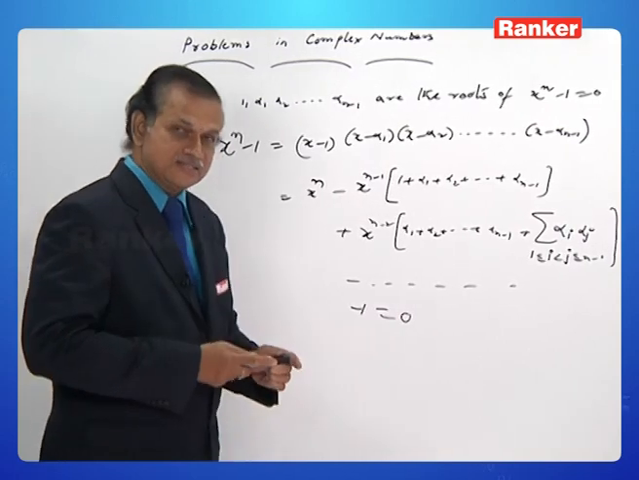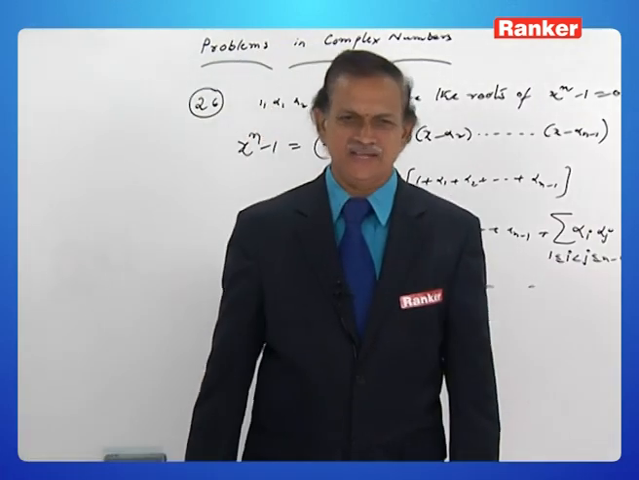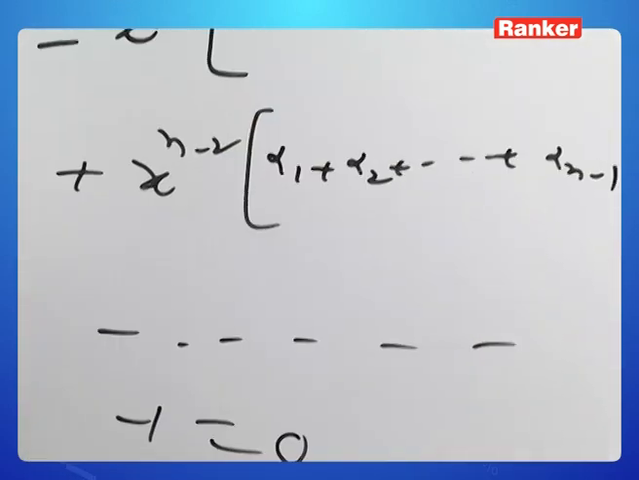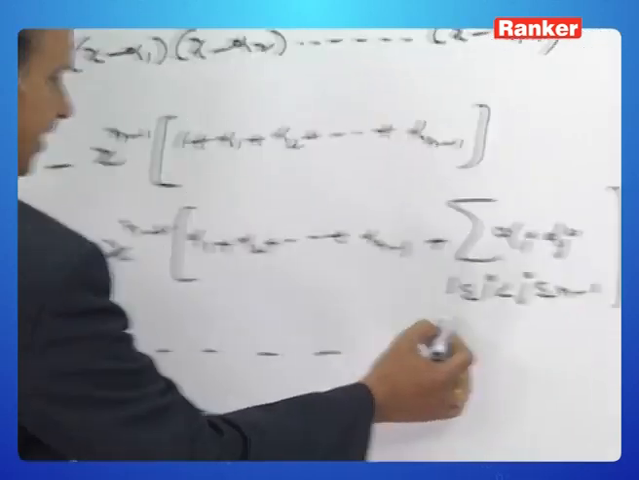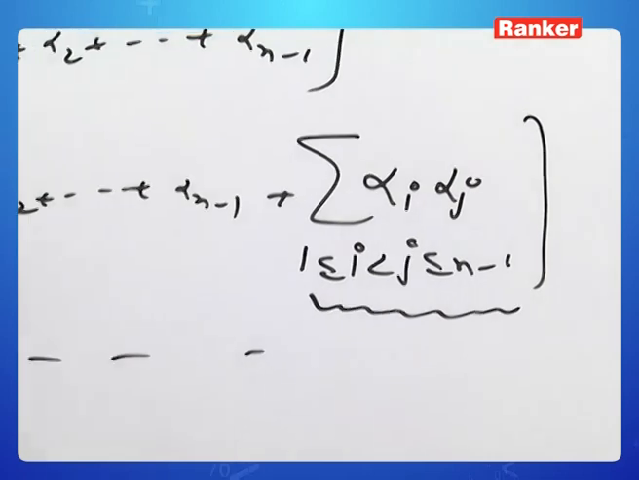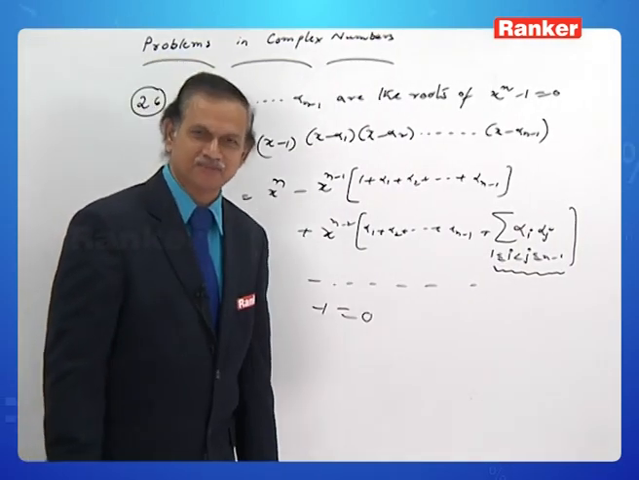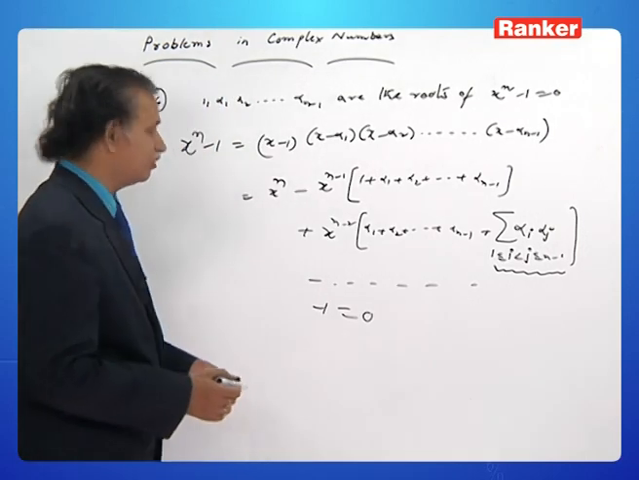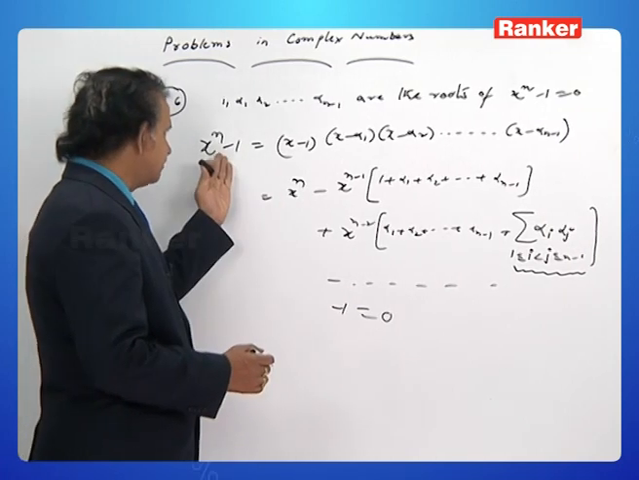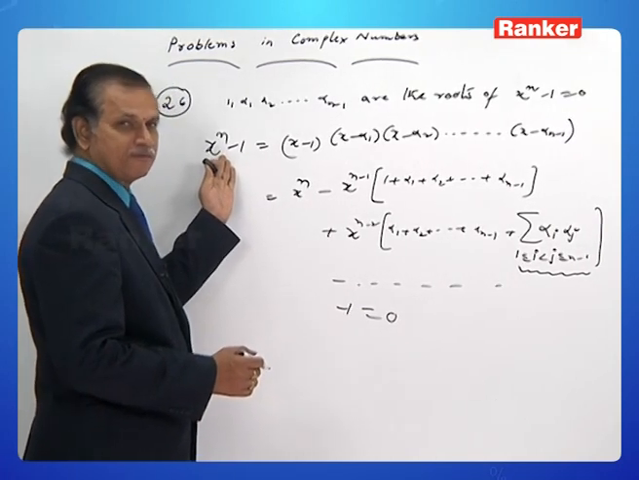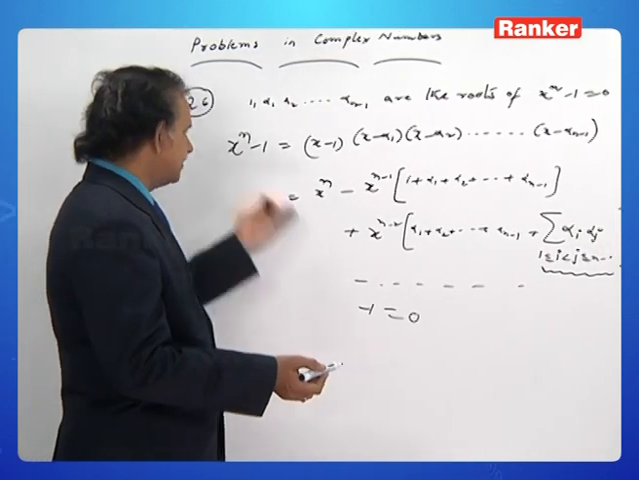Now let us think of the required. What is asked here? Sigma alpha i alpha j. That's all. That is the quantity that we want to have, the value of which we are supposed to decide. Now compare the coefficients on both sides. The coefficient of x^n is 1, so 1 is equal to 1. What is the coefficient of x^(n-1)? 0. The coefficient of x^(n-2), 0. The coefficient of x^(n-3), 0. And the last term is minus 1.